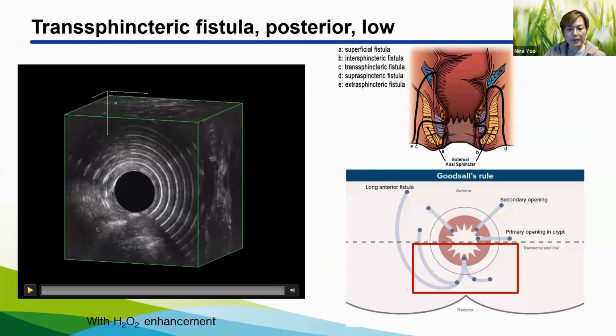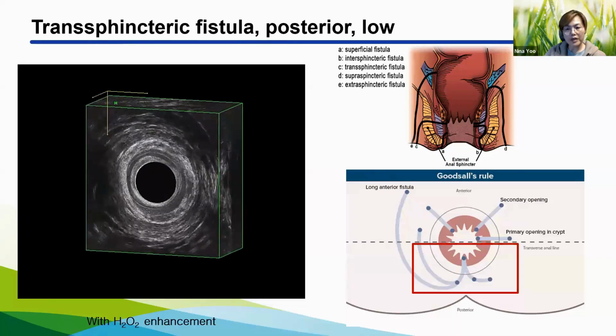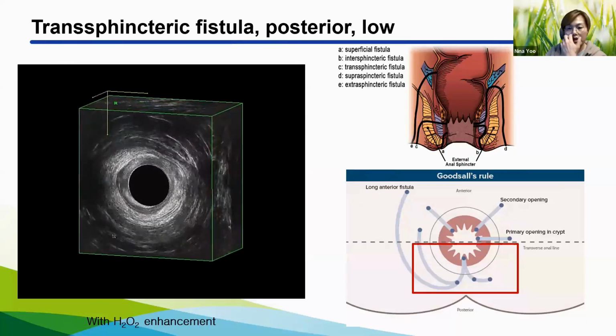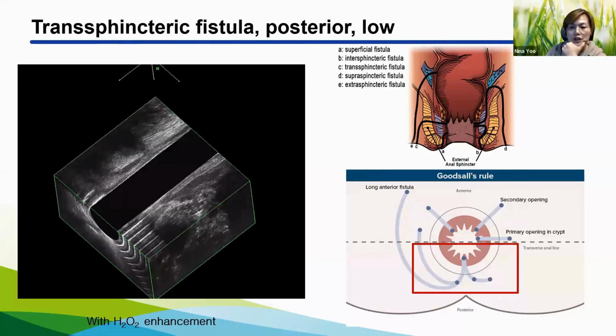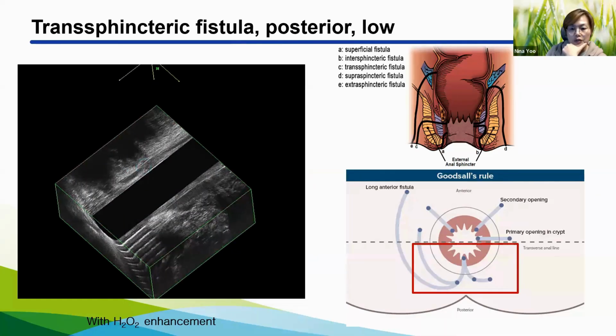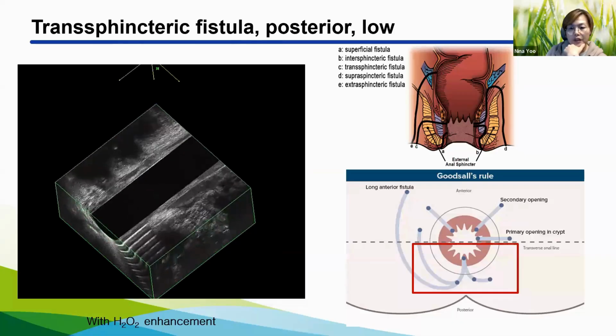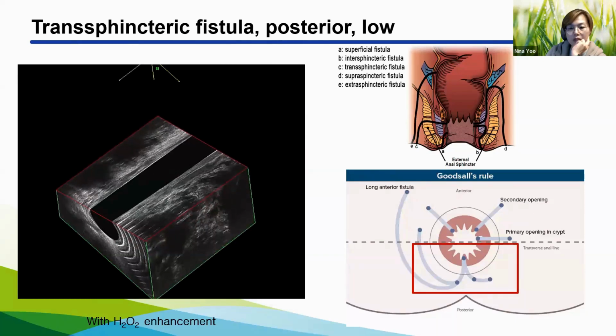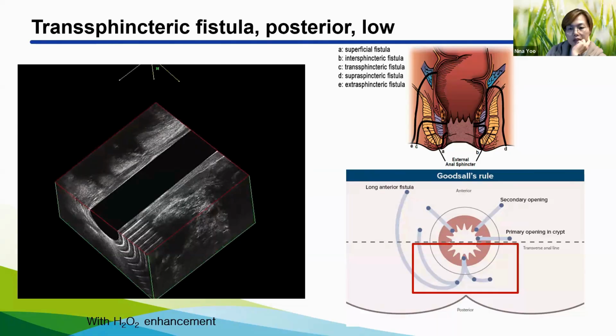This is an example of a transsphincteric type of fistula. The external opening was at 3 o'clock in direction. The fistula tract can be traced with hydrogen peroxide. As you can see, it penetrates the external sphincter posteriorly, going up to the mid-anal canal. The internal opening is located at 6 o'clock. So it's a really good example of a posterior fistula tract following Goodsall's rule.